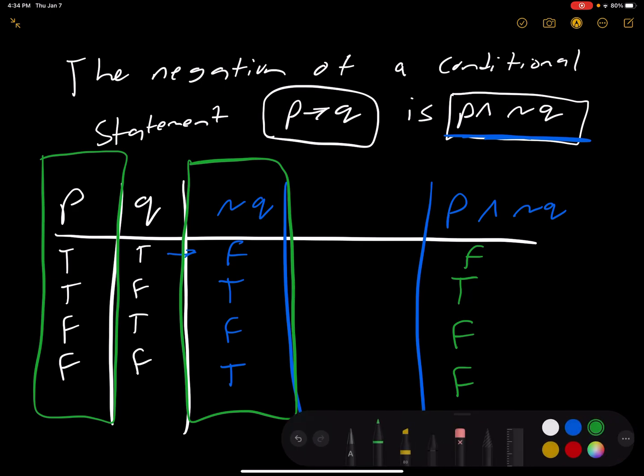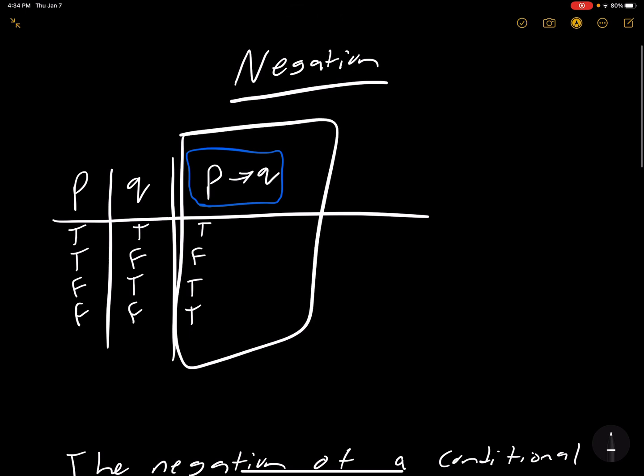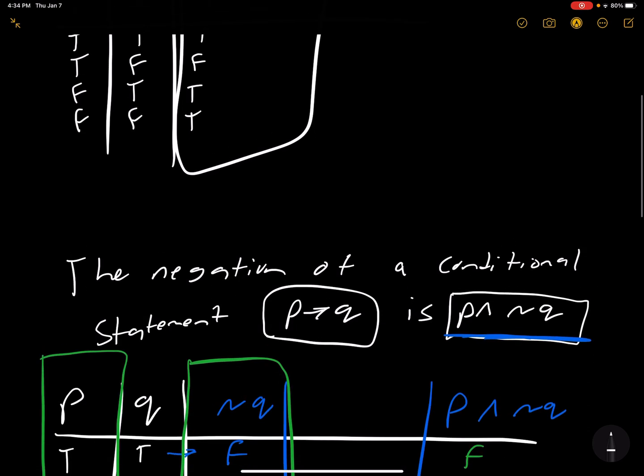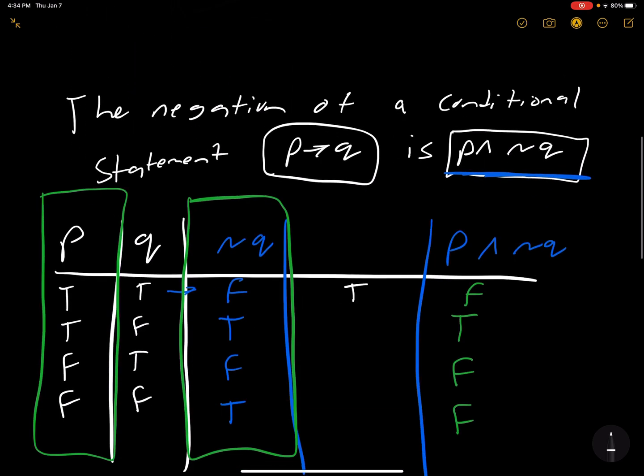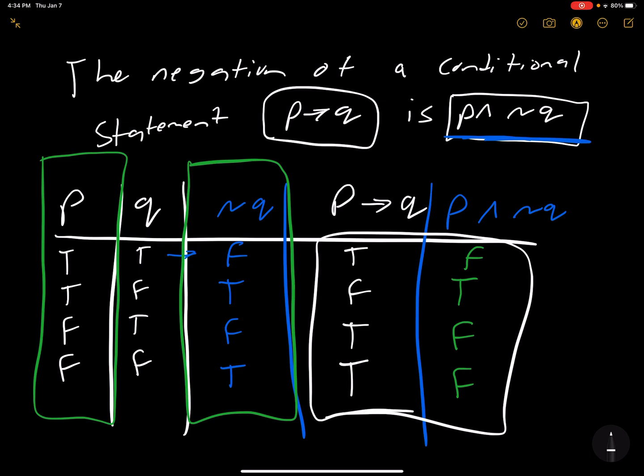And to remind you, I'll bring down P implies Q. P conditioned on Q is going to be true, false, true, true. And we see that these are all opposites. We have the exact opposite, so the negation is true. So if we want to negate the statement P implies Q, we use P and not Q.